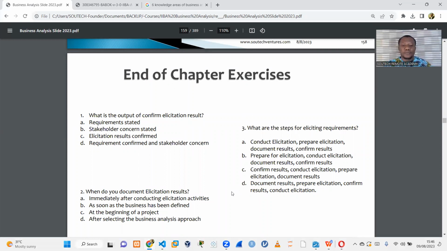Can we answer number 1 and number 2? Number 1, number 2, what is the output of confirmed elicitation results? Oluchi, you were here, you were around yesterday, so you can help us answer.